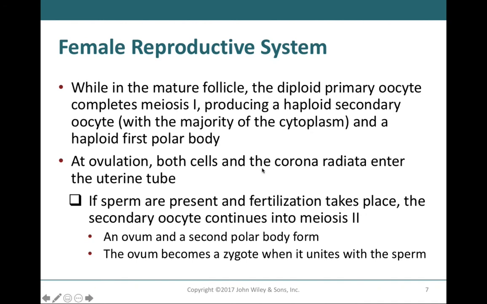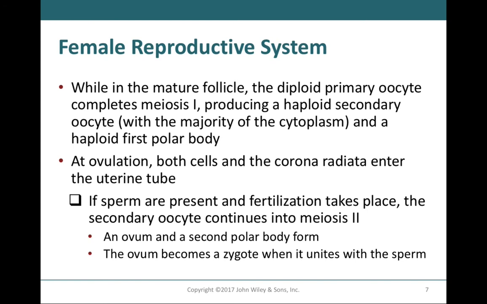Now, I've already indicated that the corona radiata, the zona pellucida, as well as the secondary oocyte itself will be released from the ovary through ovulation and captured by the fallopian tube. So keeping our processes in mind, at the time of ovulation, we have a secondary oocyte that's completed meiosis 1, released into the fallopian tube, and the follicle has made it to the mature Graafian stage. At this point, it's technically the corpus hemorrhagicum, and it's going to eventually become the corpus luteum.